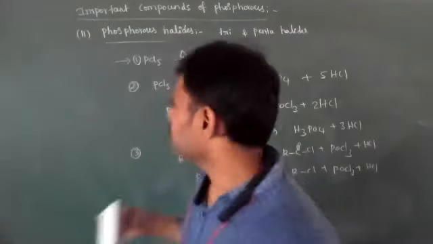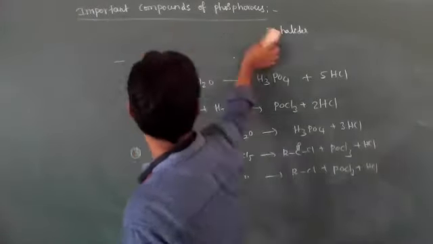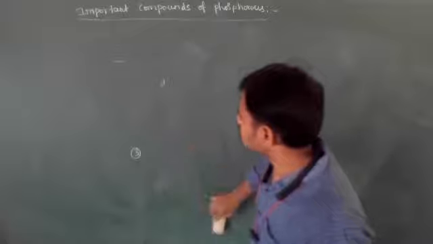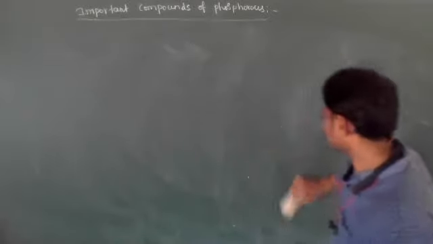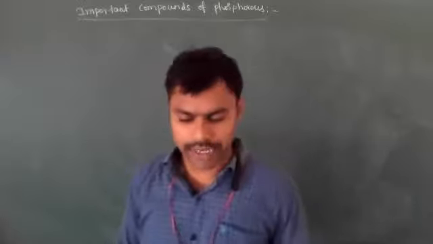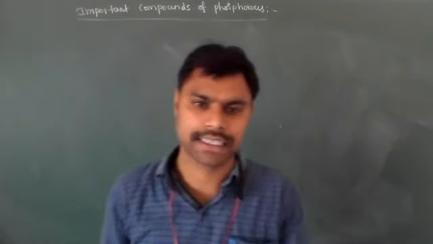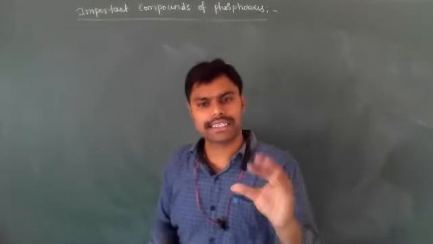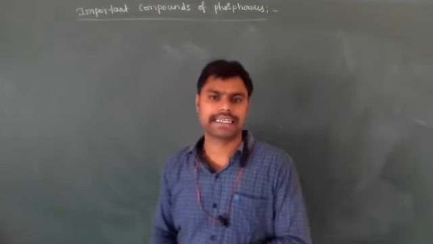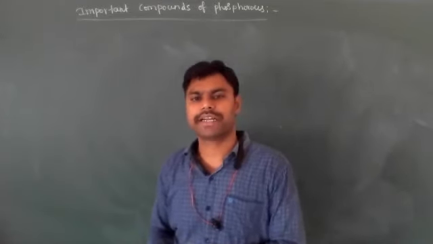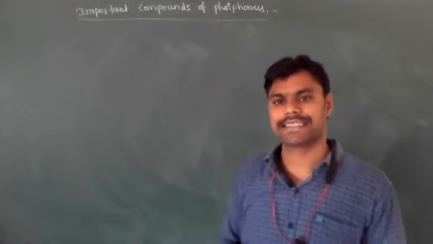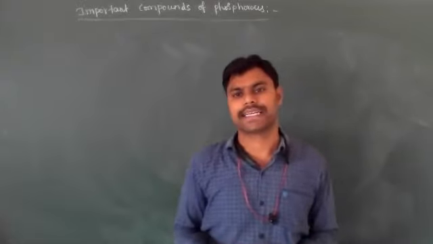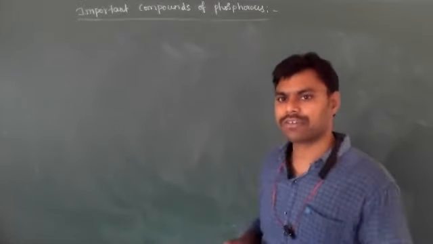Next, the important compounds of phosphorus, that is, phosphorus oxides and phosphorus oxyacids. Already in today's class I shared the phosphorus oxyacids' structures, oxidation numbers and basicity. Just the structures are very important. Directly they will ask: draw the structure of phosphoric acid, phosphorus acid, hypophosphoric acid, pyrophosphoric acid. Like this, structures they will ask, so we have to remember.